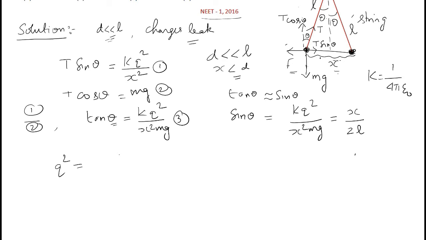So q square is equal to x cube mg by 2lk. See, when q is constant, here mg is already constant, this is constant, this is constant, x will be constant. That means you can say that they are in equilibrium. If q is constant, the situation is equilibrium. So we assumed q constant, so we got the situation in equilibrium.